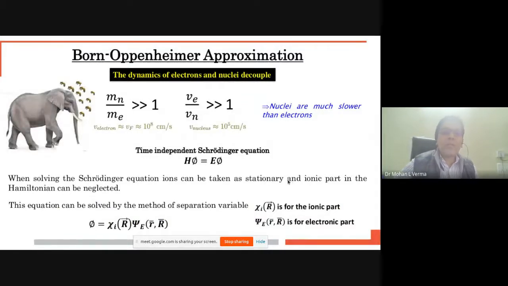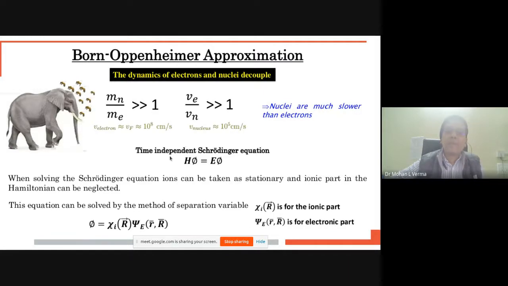In order to cover the generality of density functional theory, we start from the Born-Oppenheimer approximation, in which the nucleus is very heavy. When we go through this cartoon, the elephant is the nucleus, and these are the electrons. When we compare the mass of the nucleus and the electron, the ratio is much greater than 1. And the velocity of the electron, when compared with the nucleus, is much greater than 1. So nuclei are much slower compared to the electrons.